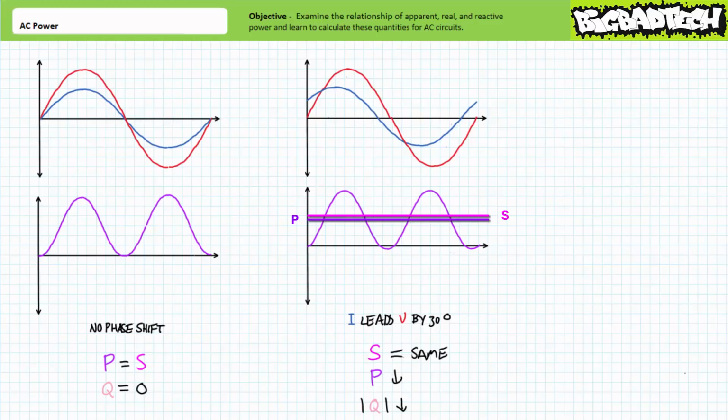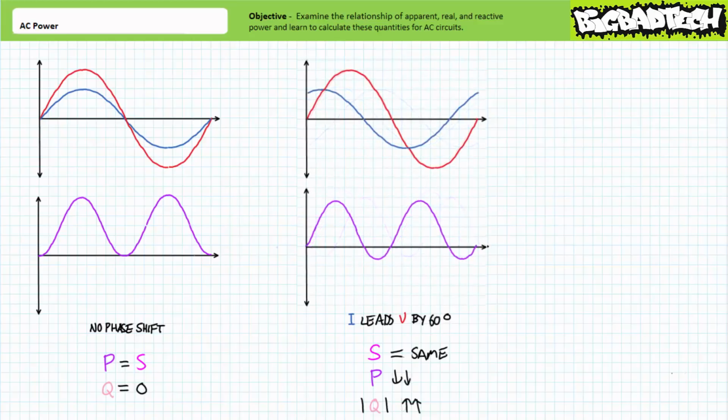Let's now examine a plot of voltage and current, where current appears to lead voltage by an increased amount of, let's say, 60 degrees. Again, voltage and current magnitude and frequency remain the same, only for this occasion current leads voltage by an increased amount of 60 degrees. This is a common scenario for elements with increasingly capacitive natures.